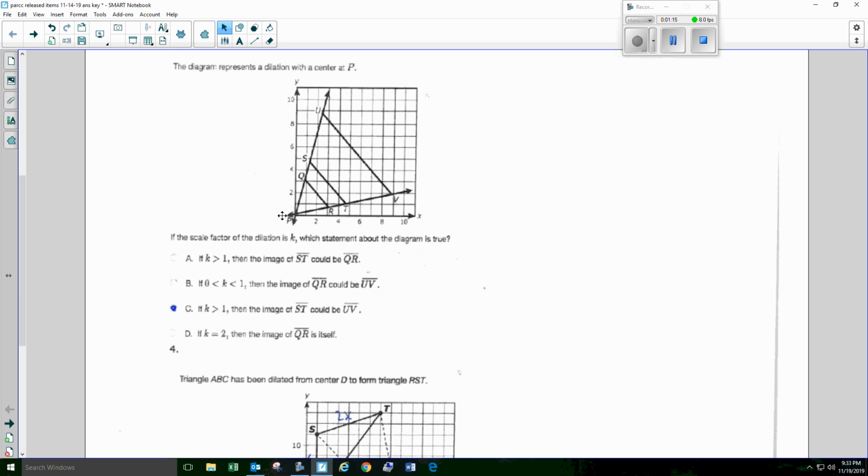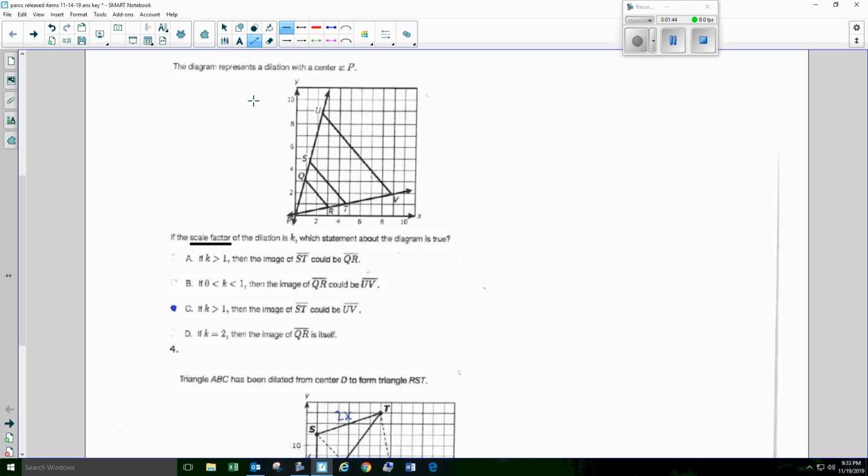Scale factor. Again, we have overlapping triangles if you want to think of it that way. Even though they're only talking about these individual segments, you can think if you drew a triangle, there's overlapping in one. This one's the smallest, obviously this one gets bigger, and this one is the biggest. So if the scale factor of the dilation is k, that's going to tell you if it's getting bigger or smaller. That's what scale factor is.